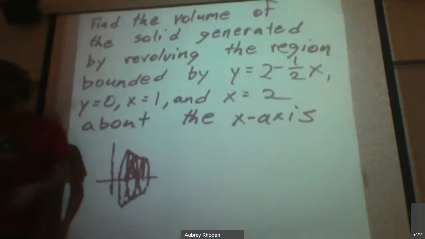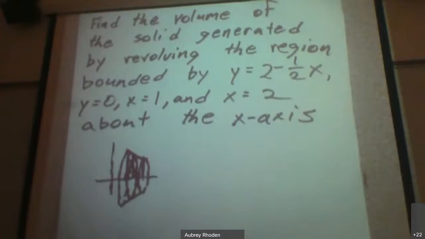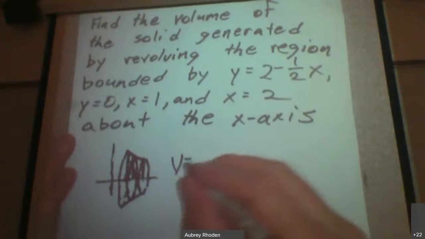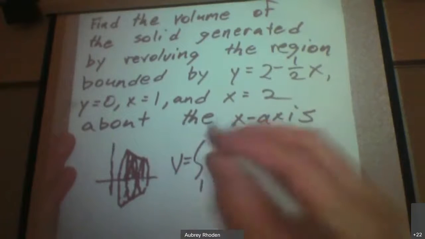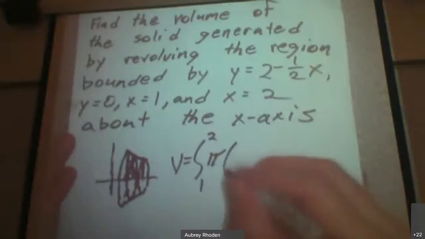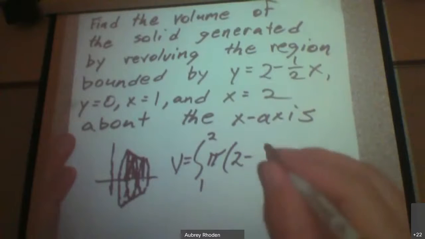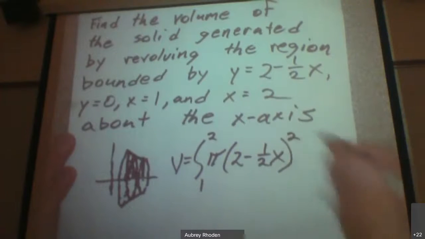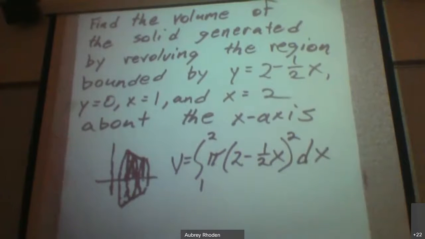Okay, so we have to consider we're pushing in the x direction, and so the volume associated with this one will be the integral from 1 to 2 of pi. Now this becomes 2 minus 1/2 x squared, and this becomes an integral with respect to x.